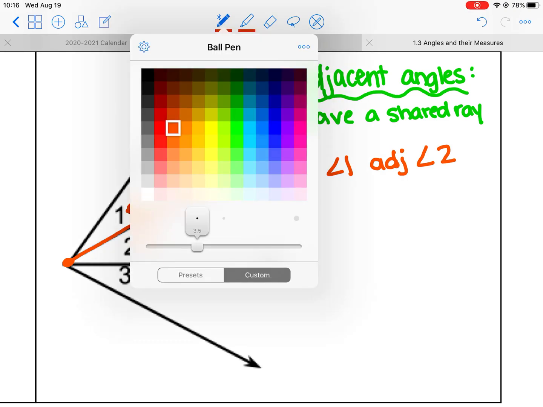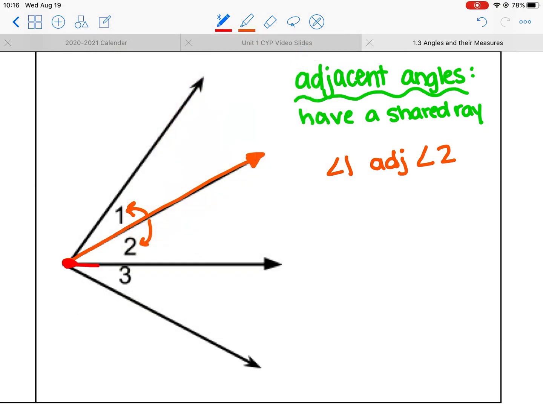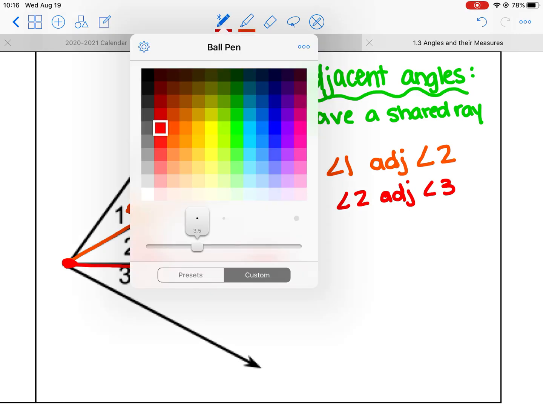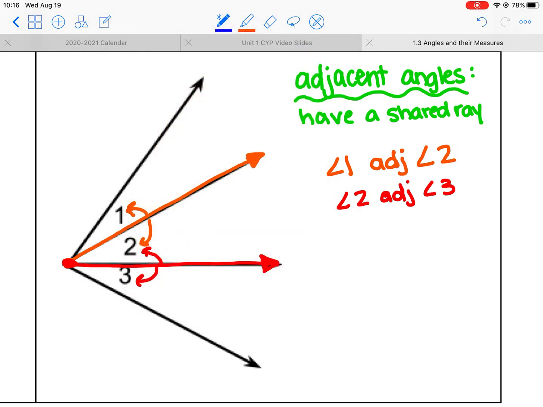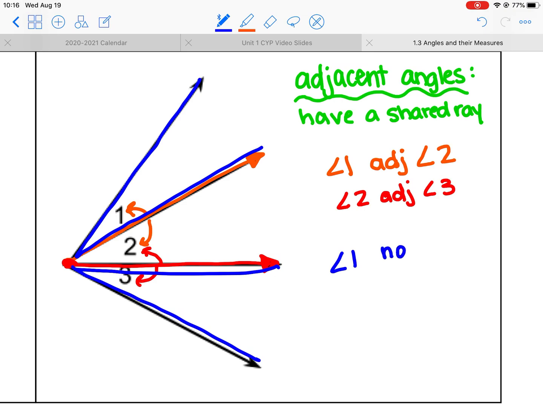If I look at another ray, so if I look at the ray that goes from the vertex out here, on this one, angle 2 would be adjacent to angle 3 because both of those angles share that ray in between them. So in this diagram of my numbered angles, the only angles that are not adjacent are angle 1 because it is made up of these two rays, and angle 3, they share a vertex but they do not share a ray. So angle 1 is not adjacent to angle 3.